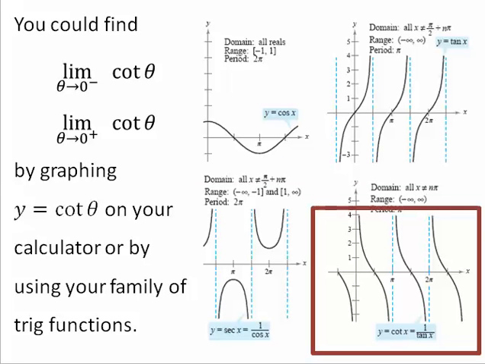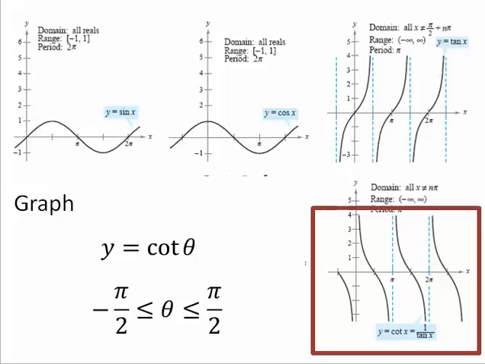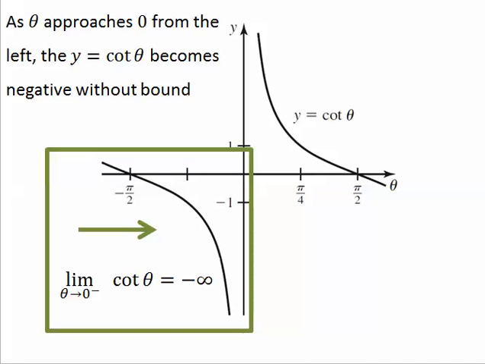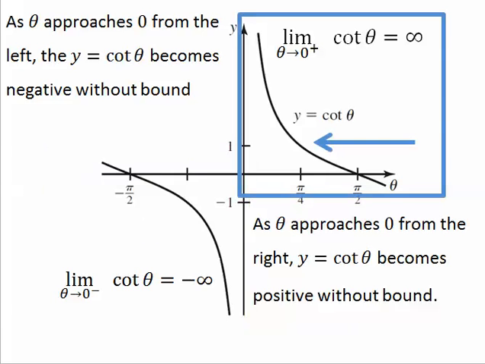You could also find these limits by graphing. You could either use a calculator or a family of trig functions. So let's graph cotangent, and since we're interested in the target point of 0, let's graph cotangent between negative pi over 2 and pi over 2. As theta approaches 0 from the left, cotangent becomes negative without bound. As theta approaches 0 from the right, cotangent becomes positive without bound.